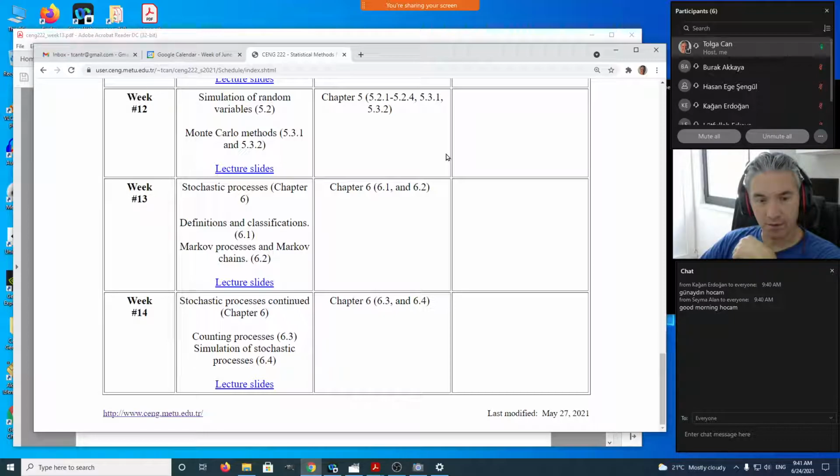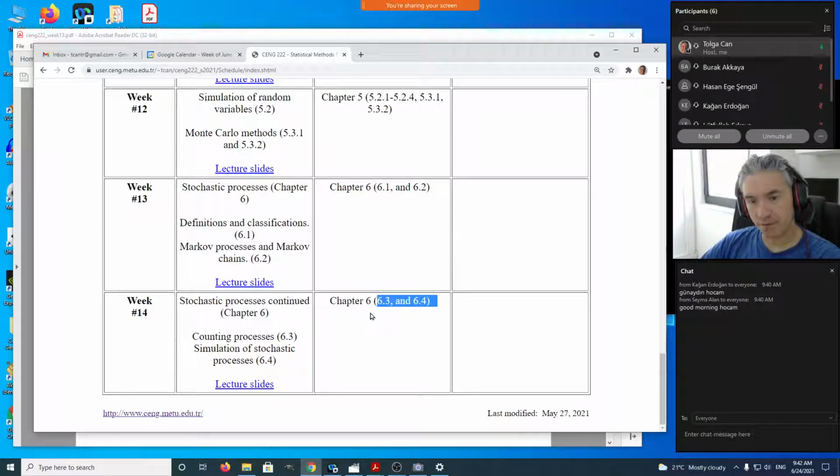Today, in our final 2 hours of classes this semester, I'm going to finish chapter 6. In the final exam, sections 6.1 and 6.2 will be included, but these last two sections will not be included in the final exam. So 6.3 and 6.4 are not included in the final exam. But we are going to cover them today.